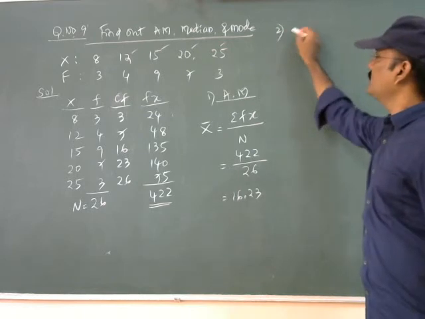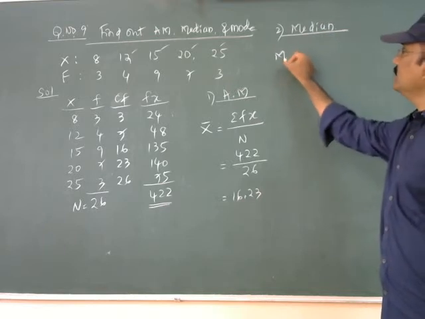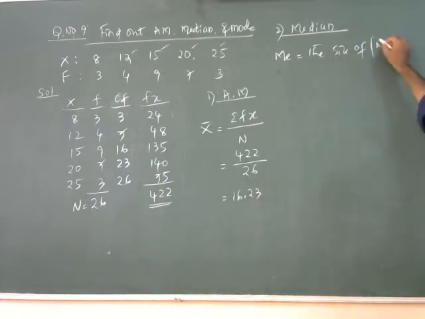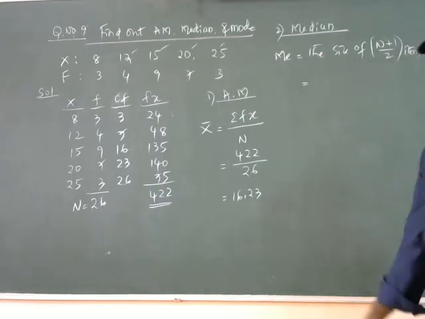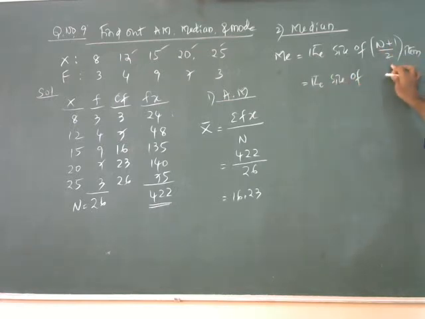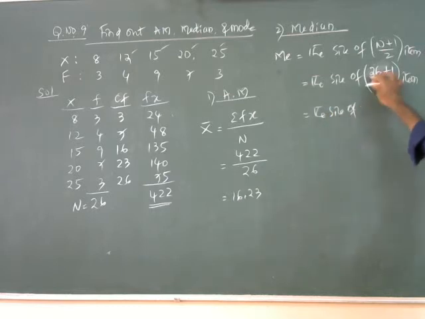Then you find which one? The median now. The median is like this: the size of the (n plus 1) divided by 2 item, right? So (n plus 1) by 2 means how much? N is 26. 26 plus 1 divided by 2, so the size of that item is 13.5.